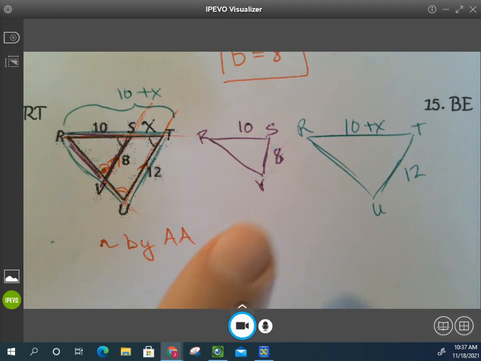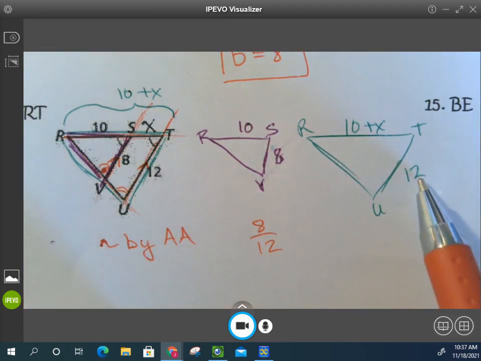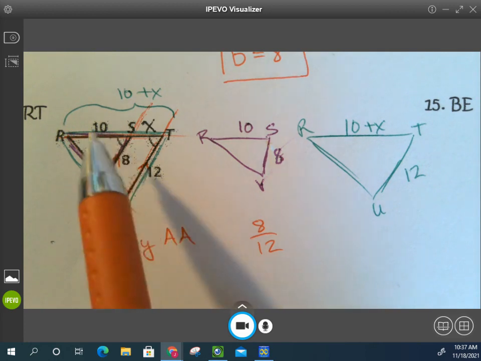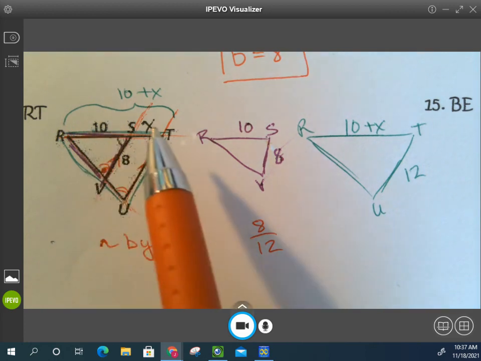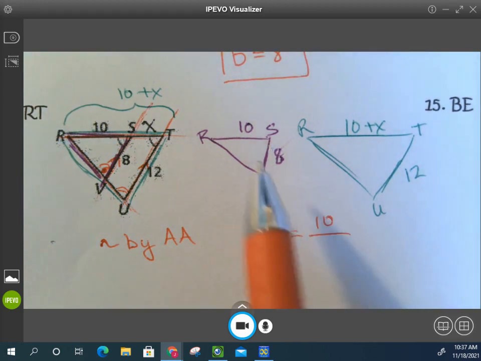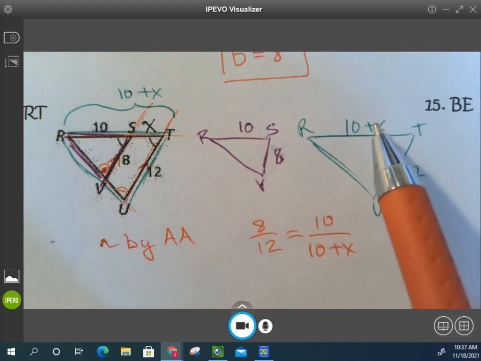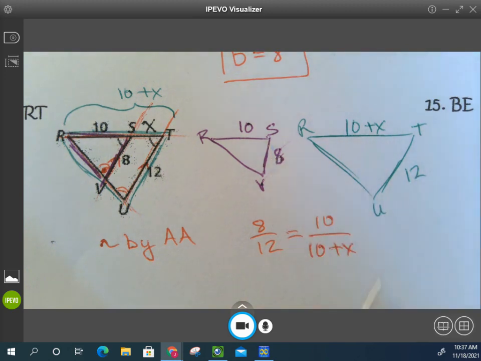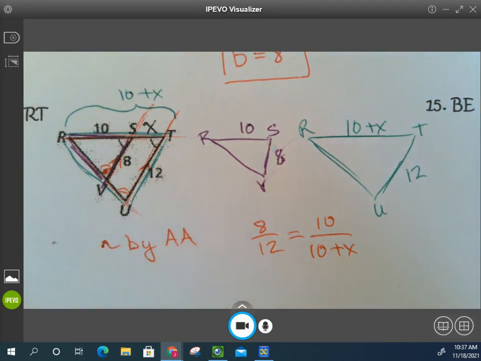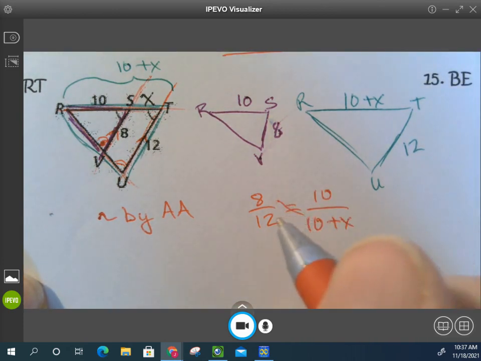So when I go to do the obvious one, 8 over 12, that's easy, right? You're not going to mess that one up. But a lot of people probably did equals 10 over x. But it's really equals 10 over what? The little over the whole thing, 10 plus x. Do you see it now? 10 over 10 plus x equals 8 over 12. That's a tricky one.